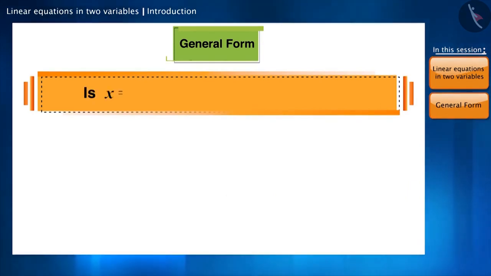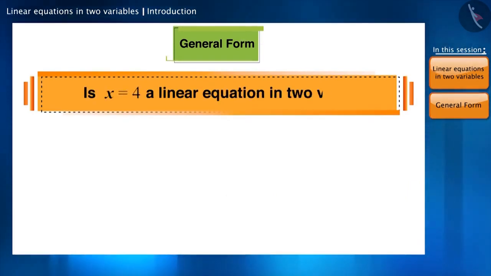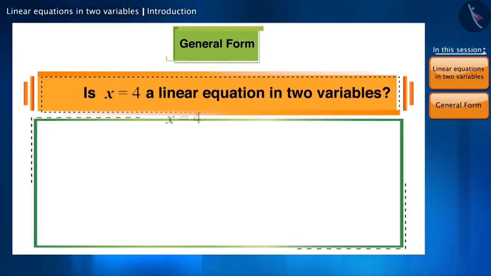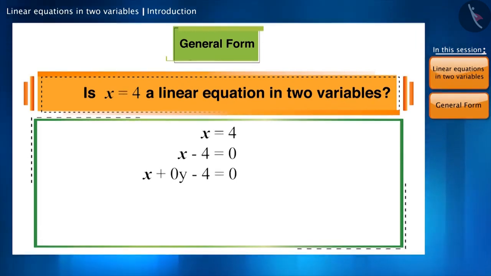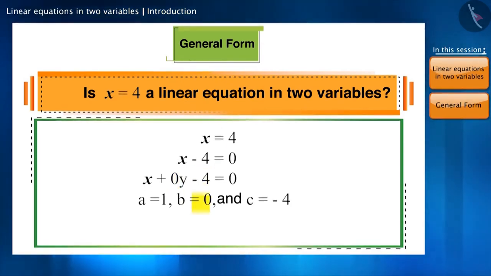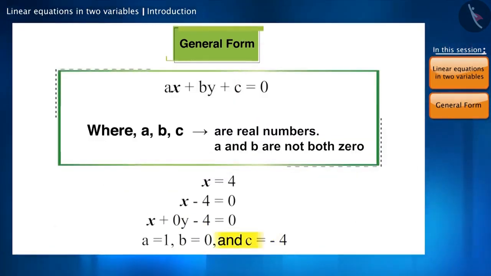Is the equation x is equal to 4 a linear equation in two variables? We can write it as x minus 4 is equal to 0 or x plus 0y minus 4 is equal to 0 as well. Now, it is in the form of a linear equation in two variables. Here, a is equal to 1, b is equal to 0 and c is equal to minus 4. So, we can say that even if either a or b is 0, the equation can be represented in the form of a linear equation in two variables.